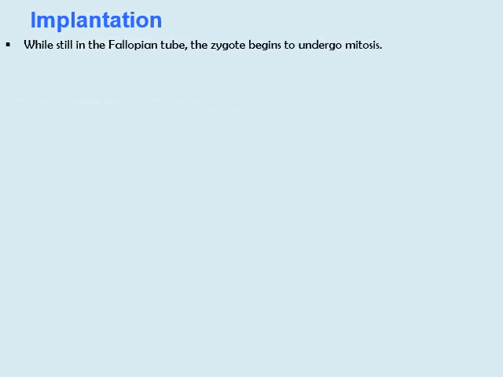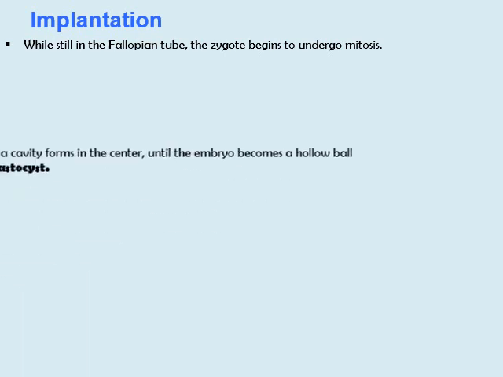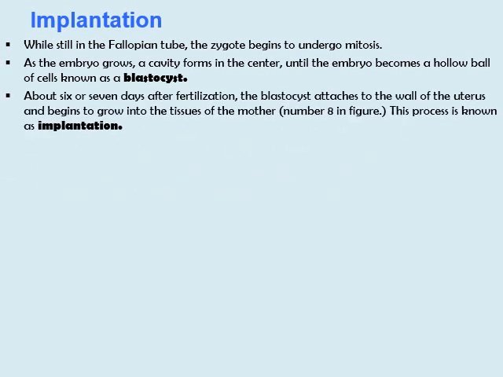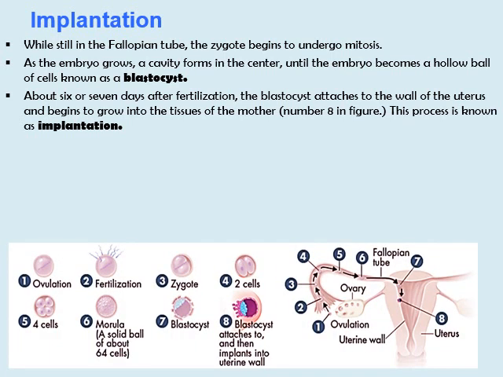While still in the fallopian tube, the zygote begins to undergo mitotic cell division, as I said in the previous slide. As the embryo grows, a cavity forms in the center until the embryo becomes a hollow ball of cells known as blastocyst. About 6 or 7 days after fertilization, the blastocyst attaches to the wall of the uterus and begins to grow into the tissues of the mother, number 8 in the figure shown below, and this process is known as implantation.